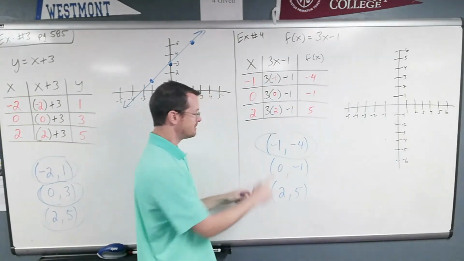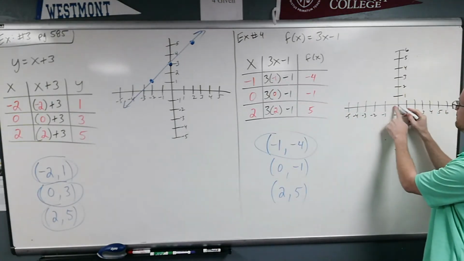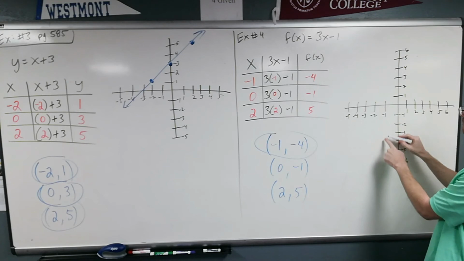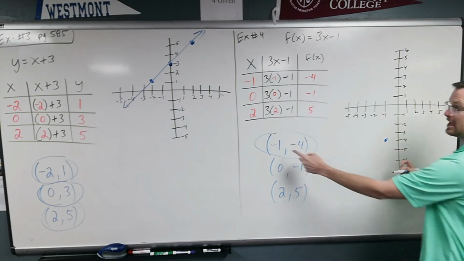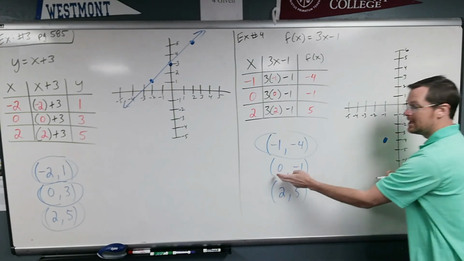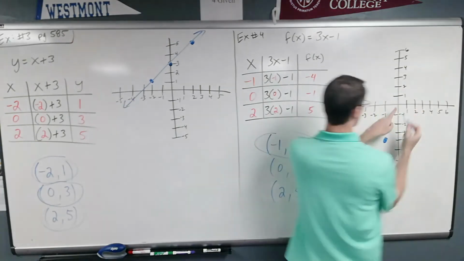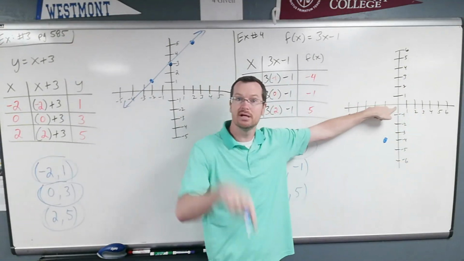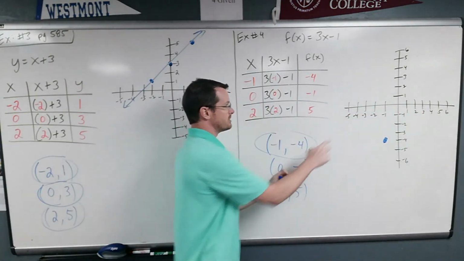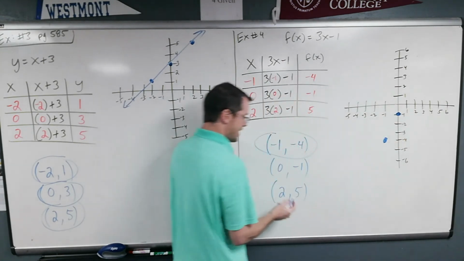Let's graph it. Negative 1, negative 4. Start at the origin. You're going to go to the negative 1, and then go down 1, 2, 3, 4 to the negative 4. So negative 1 on the x, negative 4 on the y. Big old fatty dot. And then 0, negative 1. If you start at the origin and don't go anywhere on the x-axis, you just go straight down for your y value. They're negative 1, so go straight down to negative 1. There you go. Big old fatty dot. And that was that one.